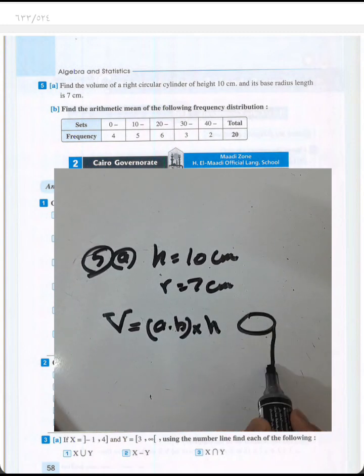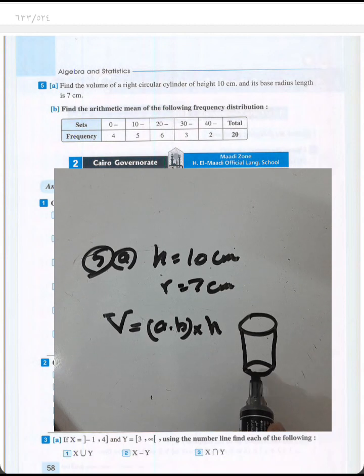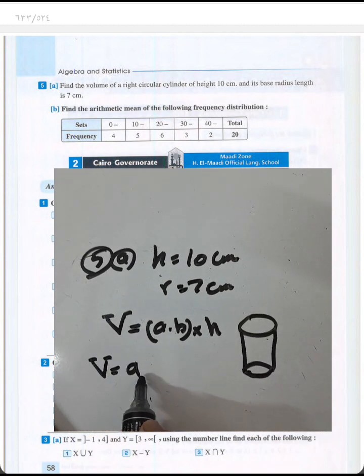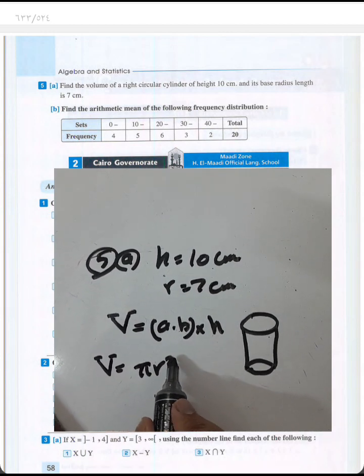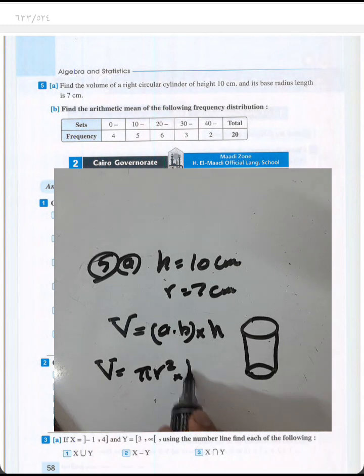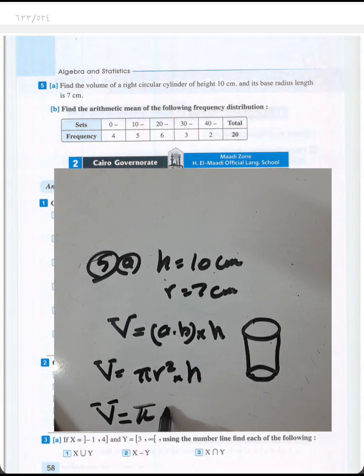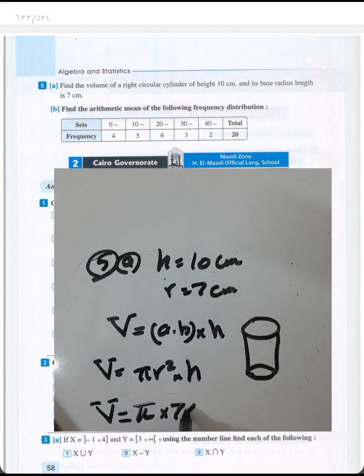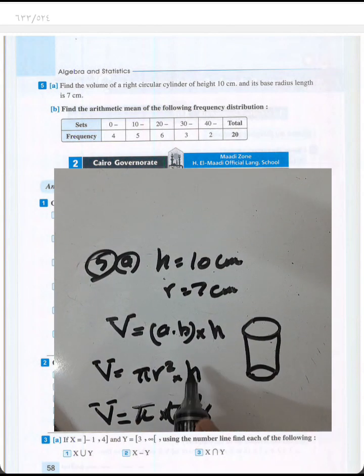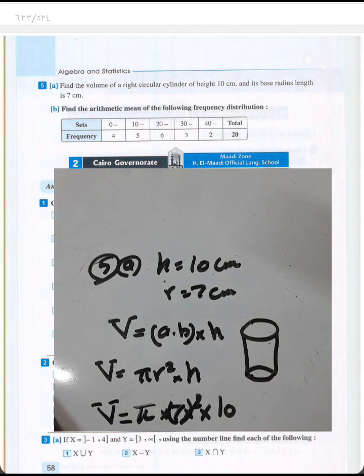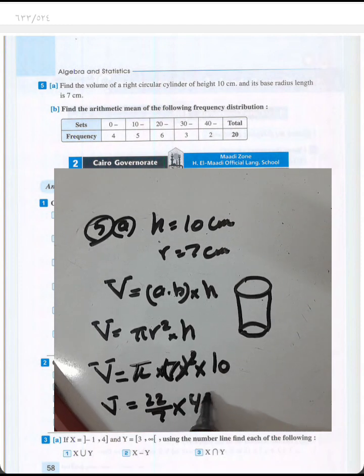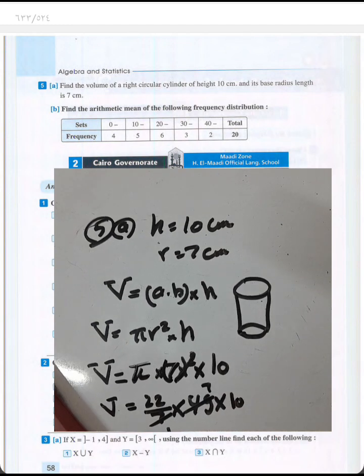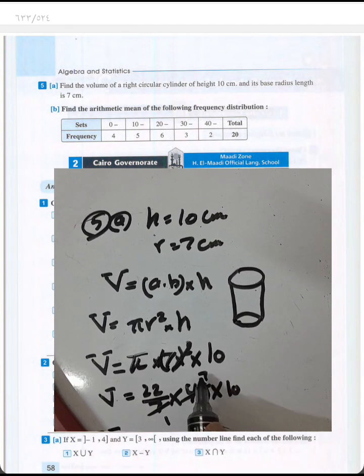We have a cylinder here, circular cylinder. Okay, the area of the base equals pi r power 2, multiplied by height h. Then the volume will be by multiplication the radius here 7 power 2 times the height was 10. Then the volume will be 22 over 7 times 7 power 2 will be 49 times 10. 49 divided by 7 equals 7. Then the volume will be 10 times 7 equals 70 times 22.